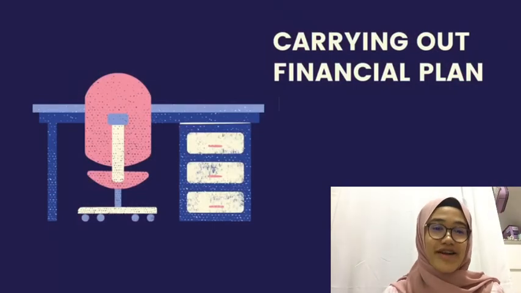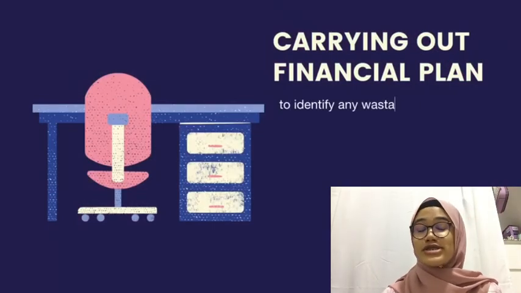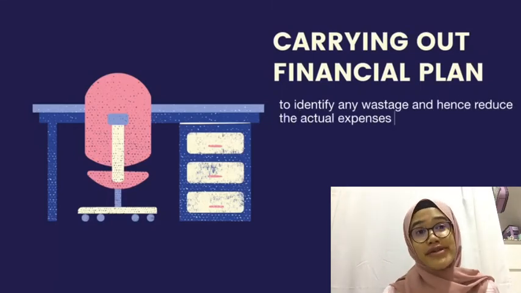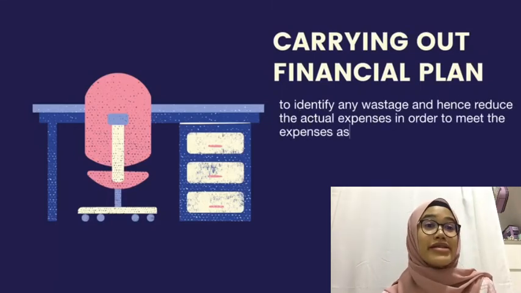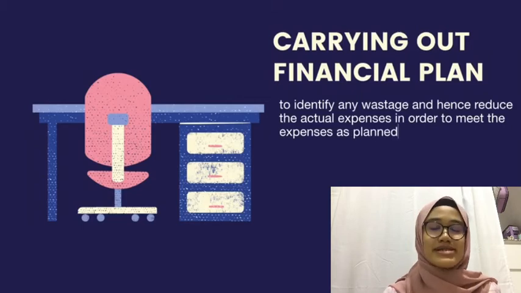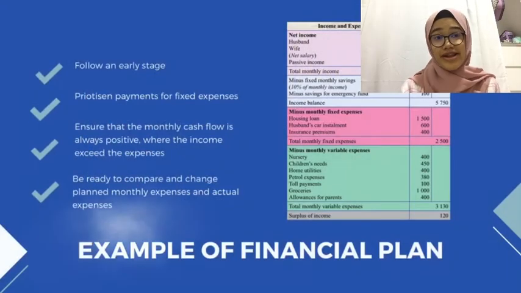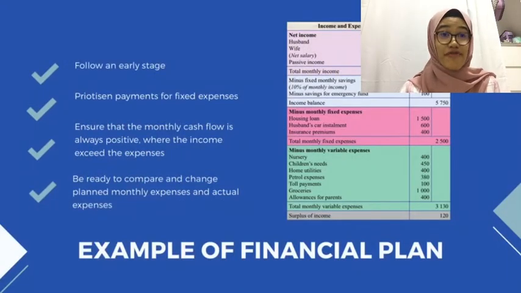What is carrying out a financial plan? Carrying out a financial plan is to identify any wastage and reduce actual expenses in order to meet the expected planned expenses. And what are the examples? The examples are to follow an early plan, prioritize payment for fixed expenses, ensure monthly cash flow is always positive, and always compare and change planned monthly expenses and actual expenses.